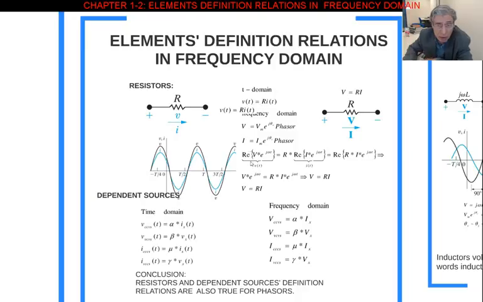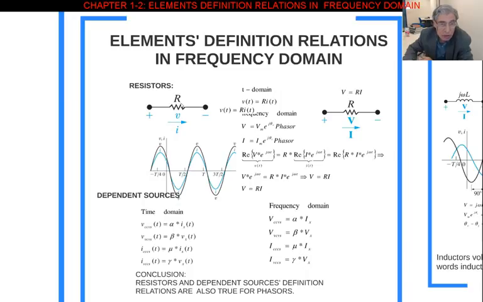If we do the same operation that we have done here, we end up with the right-hand side equations. So this is the time domain definition relations for the dependent sources, and in here are the frequency domain definition relations of these dependent sources. What has changed? You change all the variables in these definition relations with their phasors. So the phasor of the current controlled voltage source voltage is equal to alpha times the X element's current phasor. So the format is all the same. The conclusion: resistor and dependent source definition relations are also true for phasors.